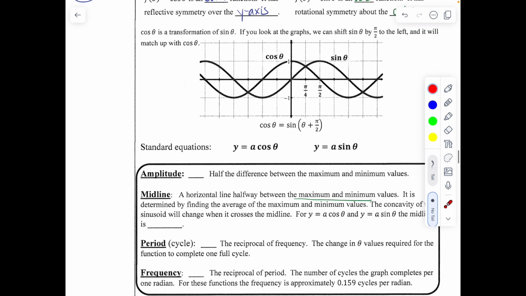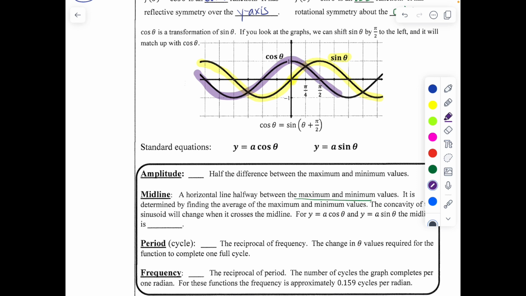So if we look at these two functions now, I'm going to go ahead and highlight that sine is this function here. Go ahead and take a highlighter and highlight your functions. And let's highlight our sine function. We'll do this one in purple, or cosine function, I should say.